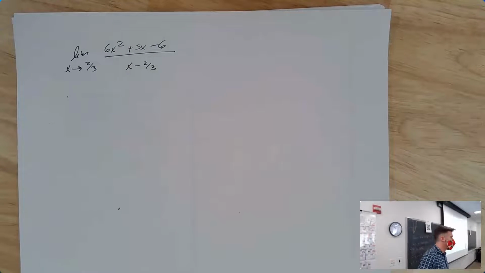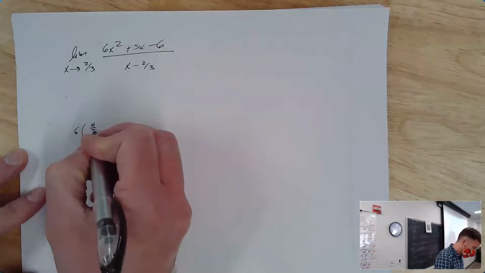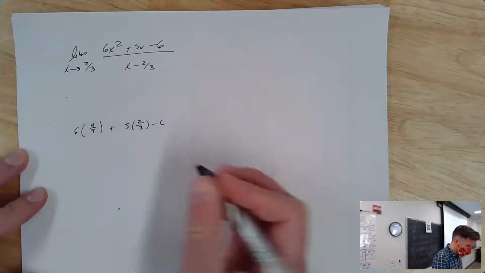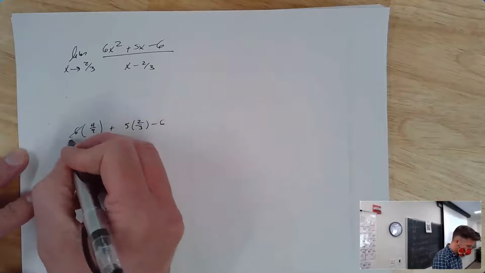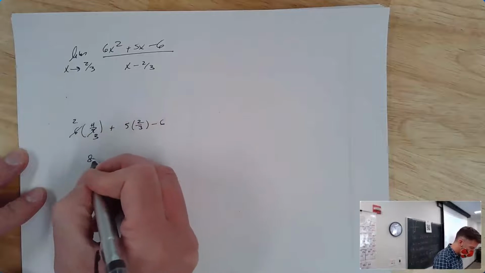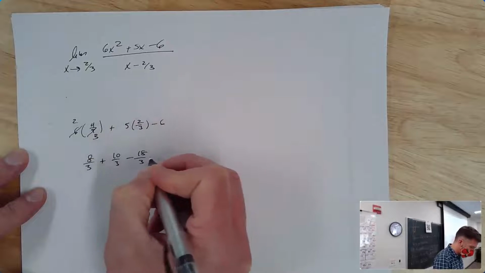So is this a 0/0 type of limit? Well, I know the bottom's 0. Is the top 0? Probably. We should check though, right? Because if it's not 0, we know it's one of those non-0/0 ones with a limit of some sort of infinity. But if we plug in 2/3, we get 6 times 4/9 plus 5 times 2/3 minus 6. Oh, that's terrible. 6 times 4/9, you can cancel a 3. You get 2 times 4/3, so you get 8/3 plus 10/3 minus 6, yep, that's 0.